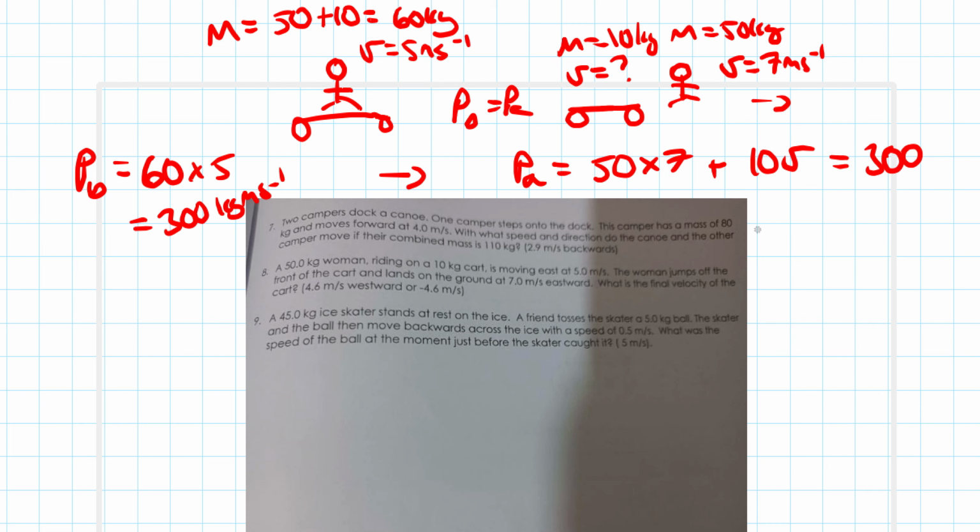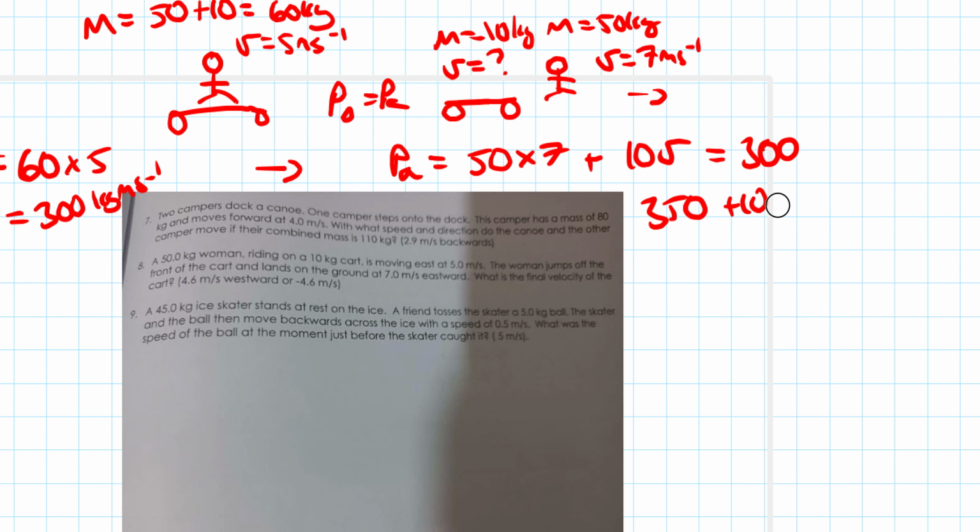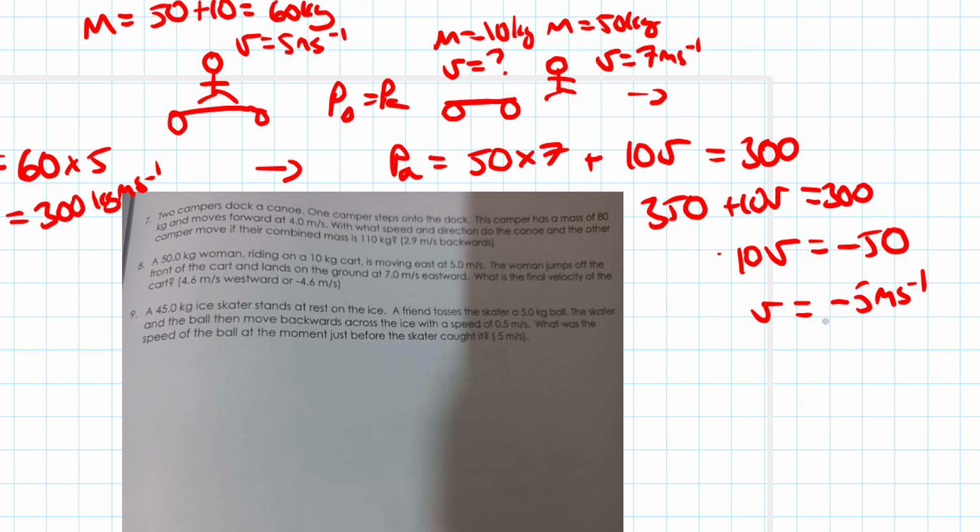First thing we do then is 50 times 7, which is 350, plus 10v equals 300. Subtract 350 on both sides. What is the final velocity of the cart? So then 10v is equal to minus 50. So then v is equal to minus 5 meters per second.